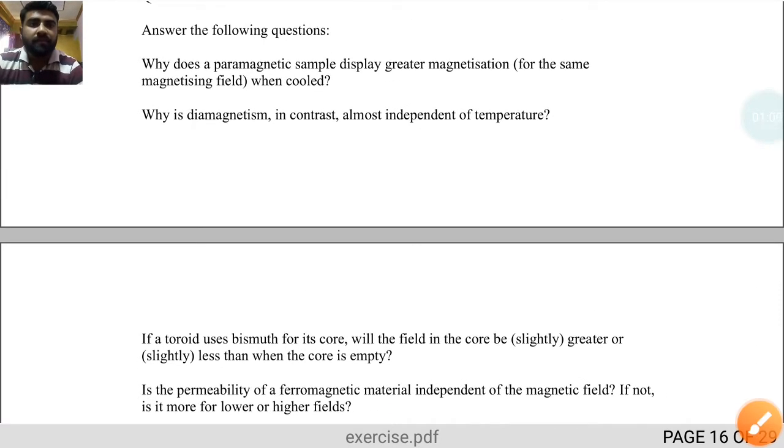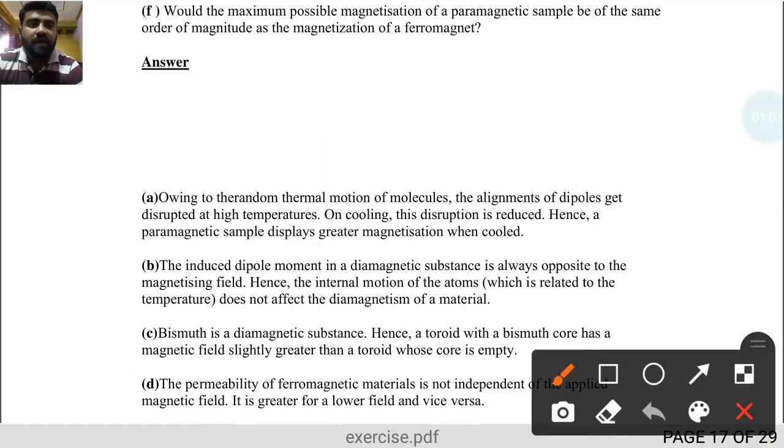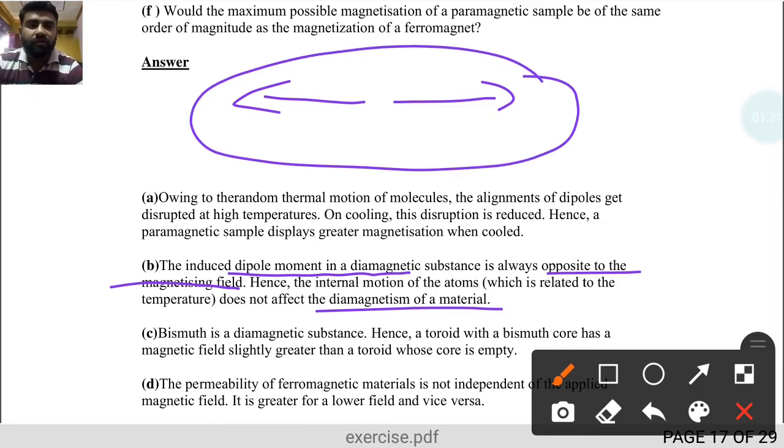Second question: why is diamagnetism, in contrast, almost independent of temperature? The induced dipole moment in a diamagnetic substance is always opposite to the magnetizing field, right? If the dipole moment is in this direction, it is always opposite to the magnetizing field. Hence, internal motion of the atoms does not affect the diamagnetism of the material.